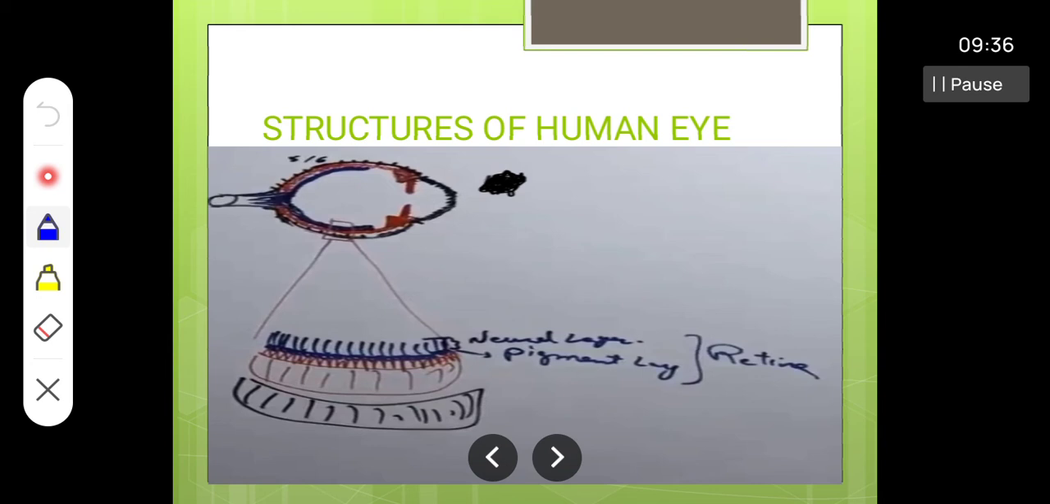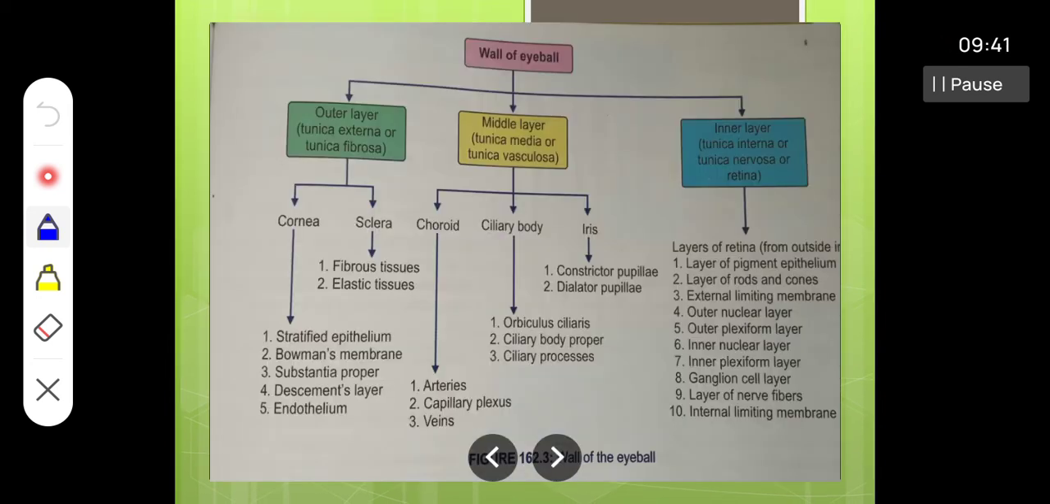Then we have already discussed what three layers are present there. So we'll now learn about the wall of the eyeball, its purpose and all those things. Generally the outer layer, tunica externa or tunica fibrosa, consists of the cornea and sclera. Sclera has fibrous and elastic tissue, whereas the cornea has stratified epithelium, Bowman's membrane, substantia propria, Descemet's layer and endothelium. We'll talk about these in detail.